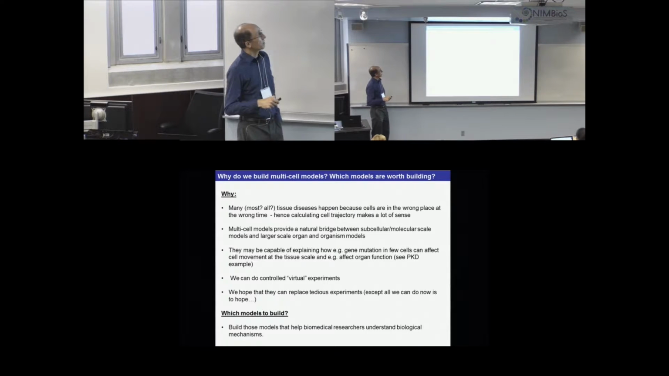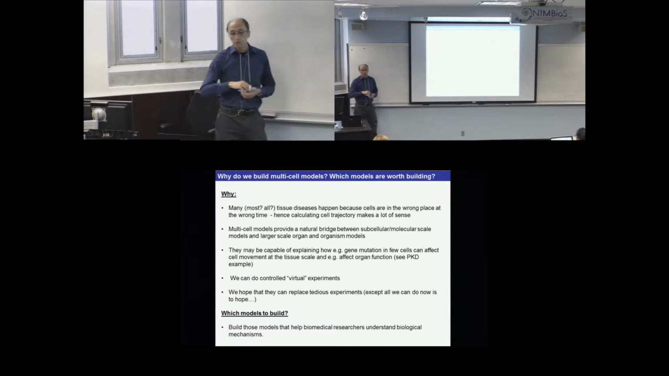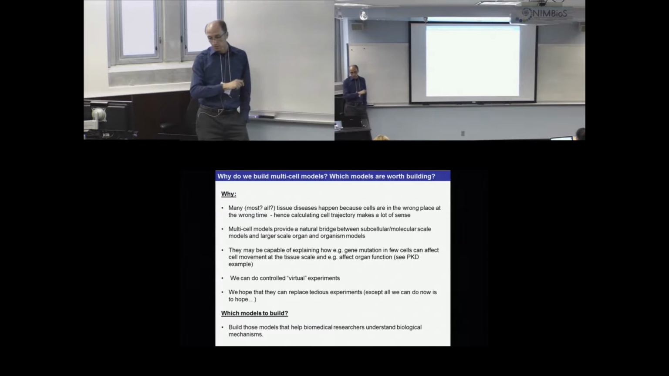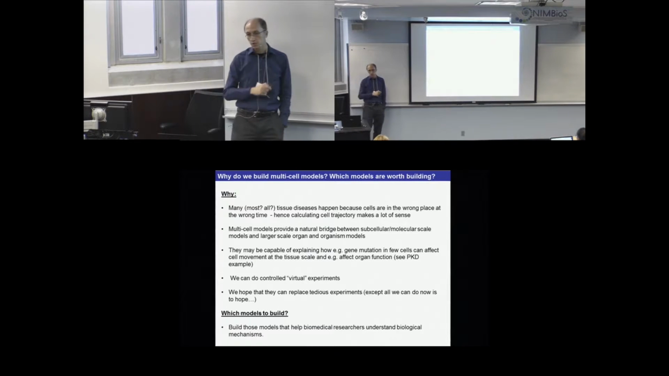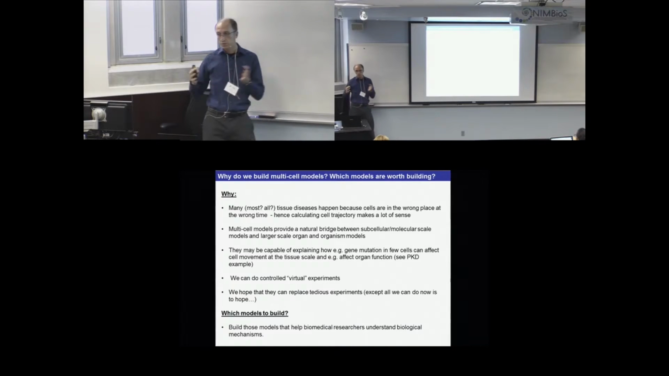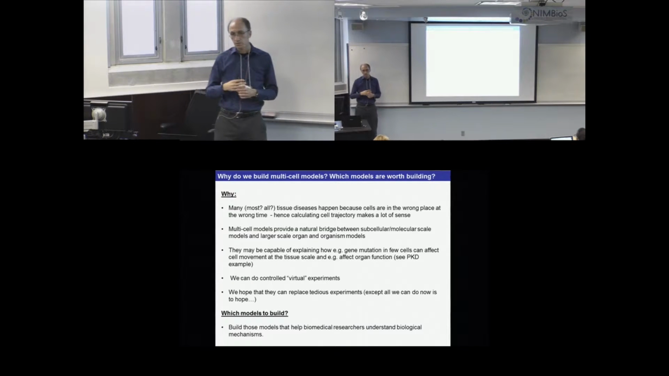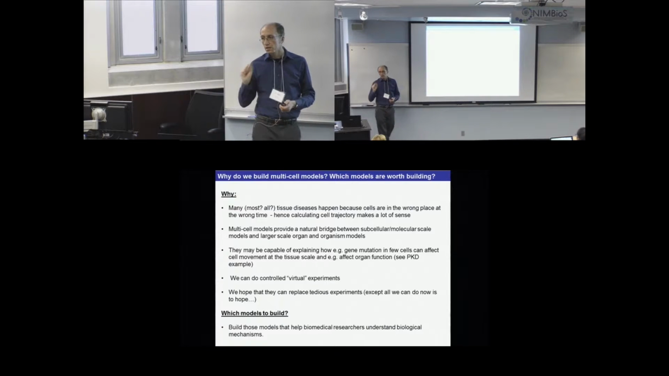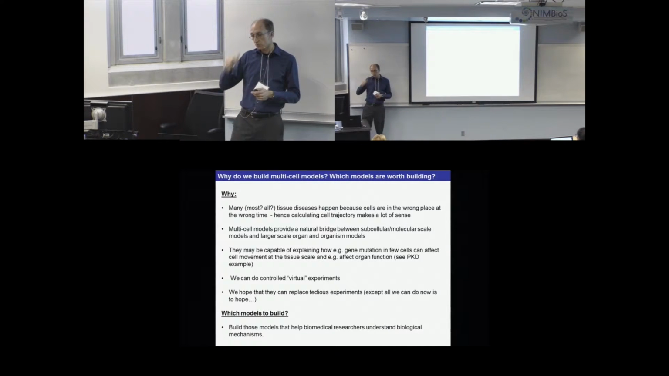Models which we build, mechanistic models of multicell models of tissues, can be capable of explaining how gene mutations in a few cells result in a tissue deformation. Okay? I'm now going to give you a specific example. We are publishing a model on polycystic kidney disease, and it happens that a single mutation in a single cell can lead to multiple cyst formation, which renders the kidney dysfunctional in the long run.